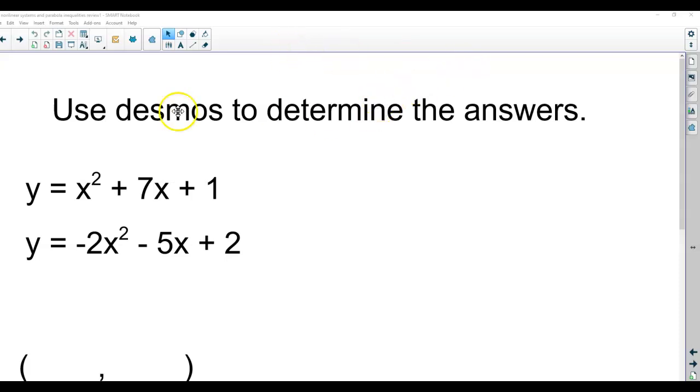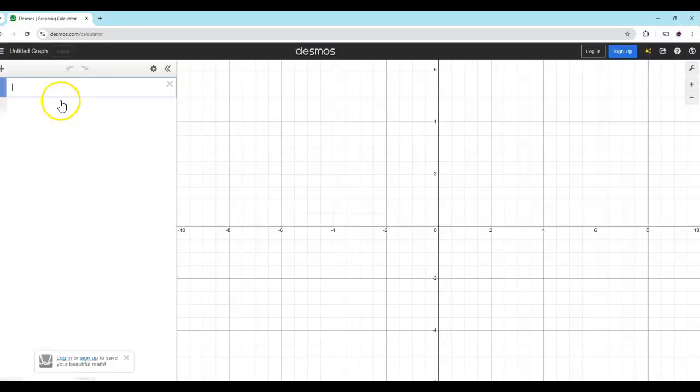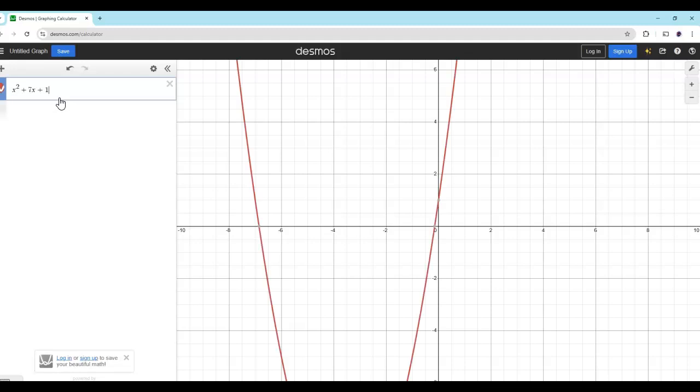These are the questions where you're going to be asked to use Desmos to find your answers. Okay? Quite simply, all you really have to do is type the equations into the Desmos calculator. So the first equation was x squared plus 7x plus 1. And the second one is negative 2x squared minus 5x.